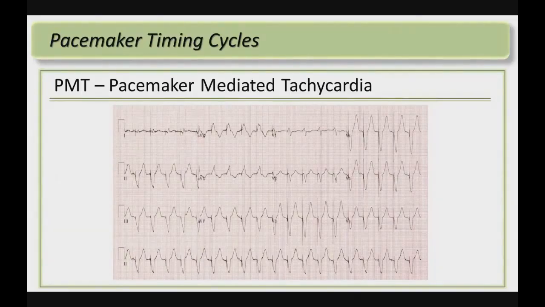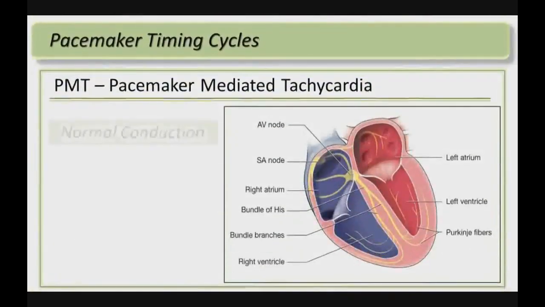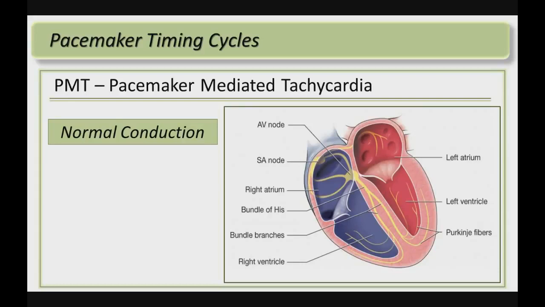To understand what a PMT is, we need to take a look at what the heart's normal conduction is. So in normal conduction, the SA node starts the heartbeat cadence. The SA node sends out an impulse that travels through the interatrial pathways, down to the AV node, down through the bundle of His, and down the bundle branches. This conduction is known as antegrade conduction.